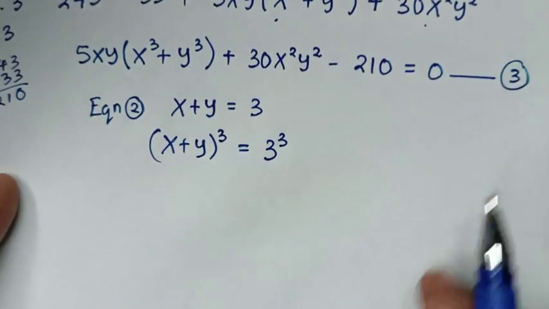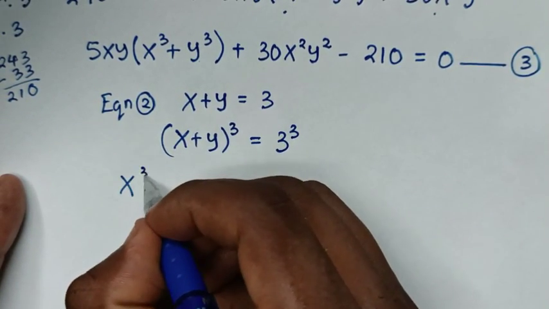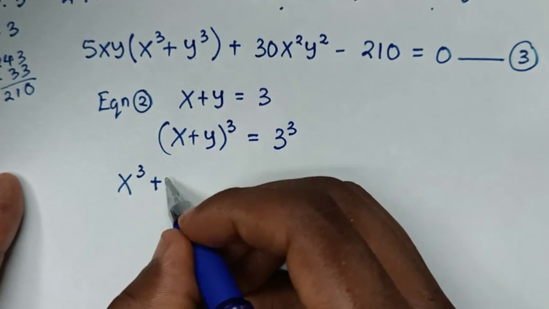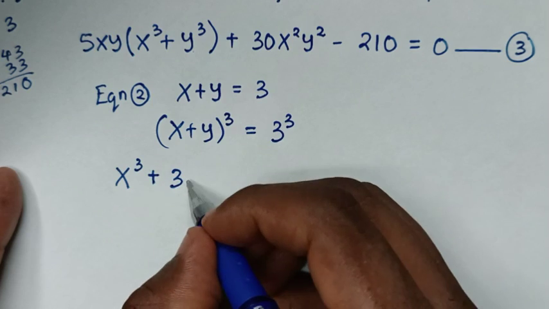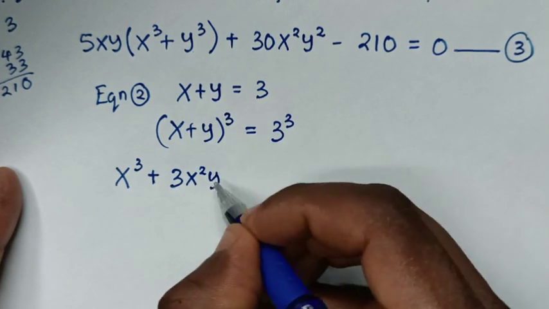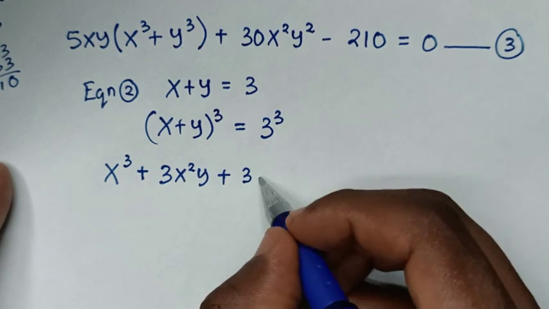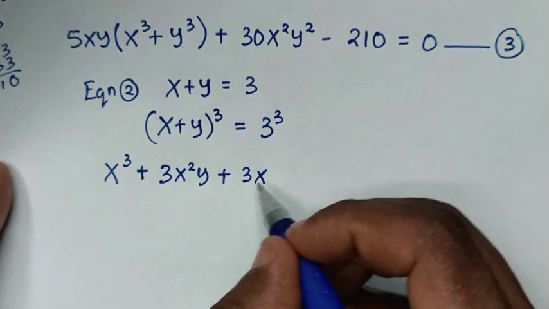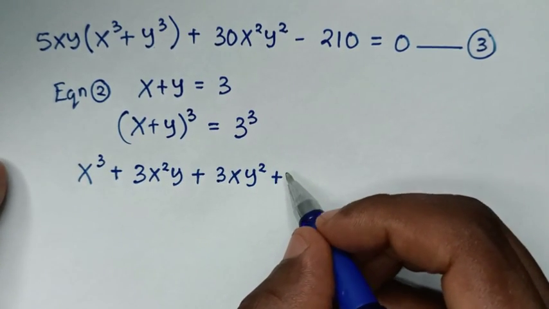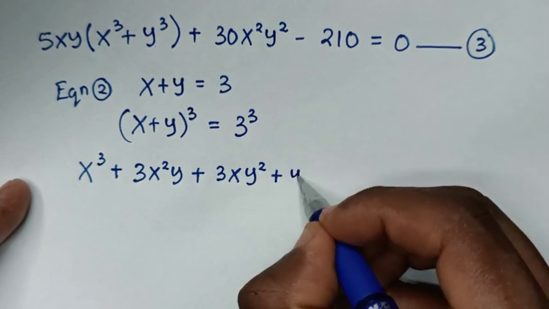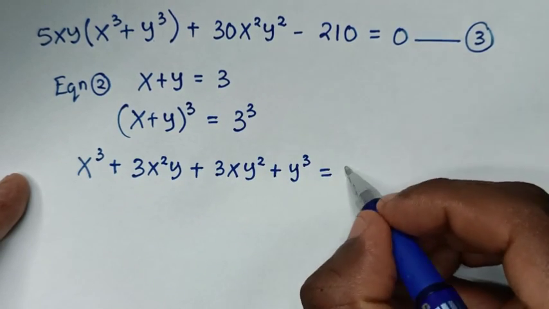So here it will be x power of 3, then plus the next coefficient, 3, where this will reduce: x power of 2, then y, plus the other coefficient 3, where this will reduce: x, then this will increase: y power of 2, then plus the other coefficient 1, and this will increase: y power of 3, is equal to 3 power of 3, which is 27.